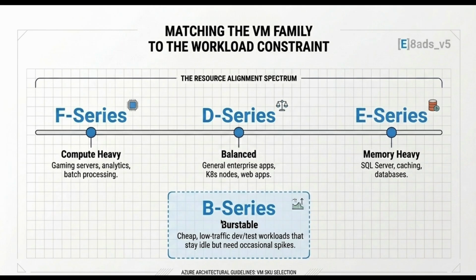Next we have the B series. B series VMs are burstable VMs. These are cheaper VMs designed for workloads that stay idle most of the time, but occasionally need a CPU burst. So the resources are not utilized very heavily and are low on CPU usage.